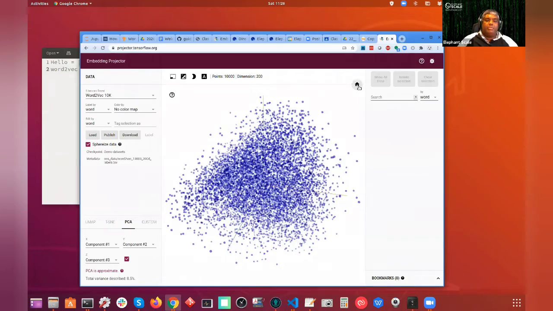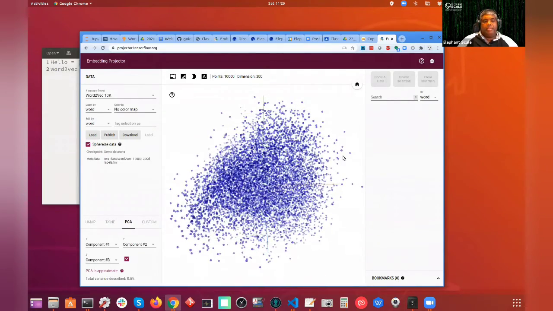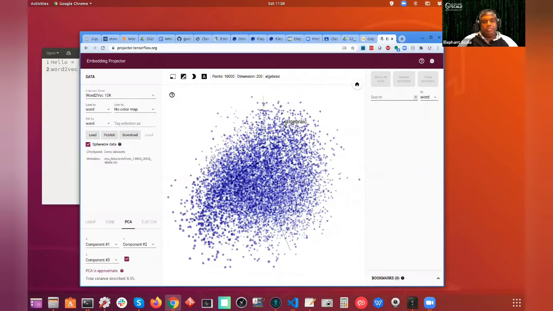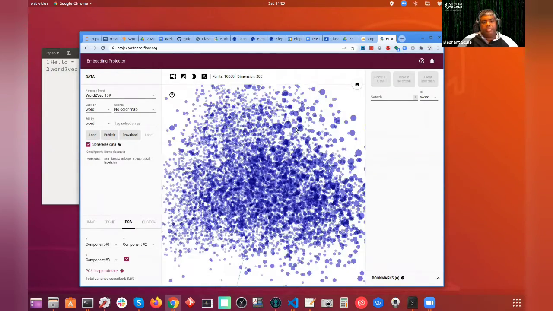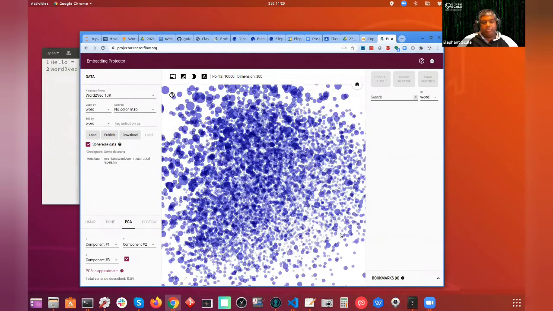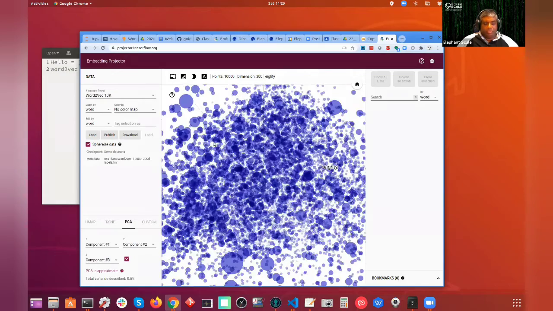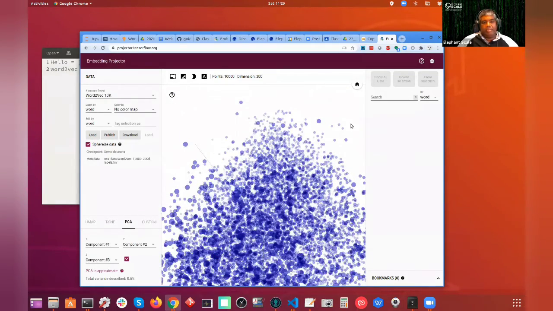All right. So how is it useful? You can move your mouse over and see the words. Also, you can zoom in, using your mouse pointer. The idea here is you can see the proximity of the vectors. Let me zoom into an area that's not as crowded, and zoom in here.